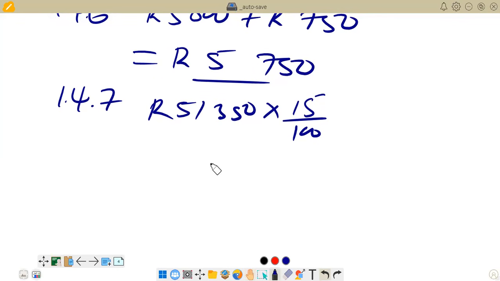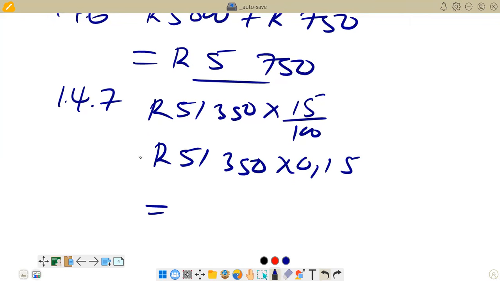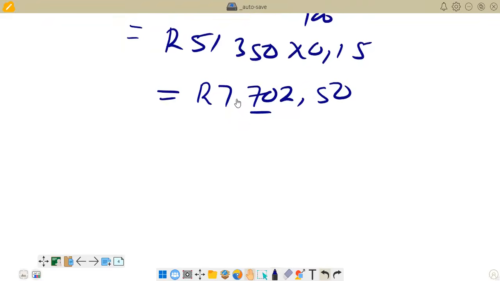This is what we can do. And if you want to simplify it further with a decimal, it becomes 51,350 times 0.15, since 15% as a decimal becomes 0.15. And you multiply there, what do you get? On 1.4.7, you get 7,702.50. We can just cross check that figure. We have 51,350 times 0.15. You get 7,702.50. So it's correct. So this is what we have here on 1.4.7. Then we go to the next one, which is 1.4.8.